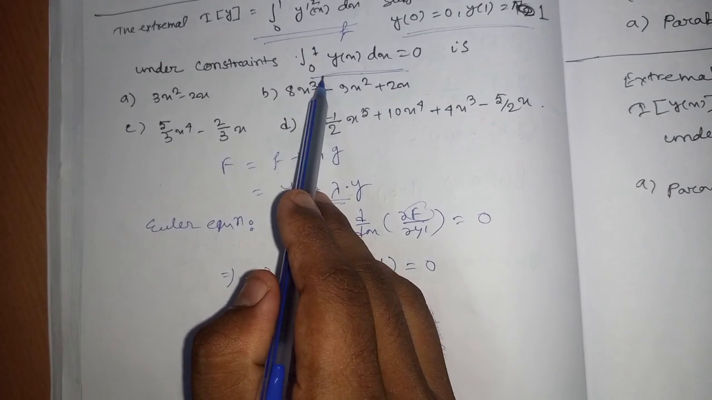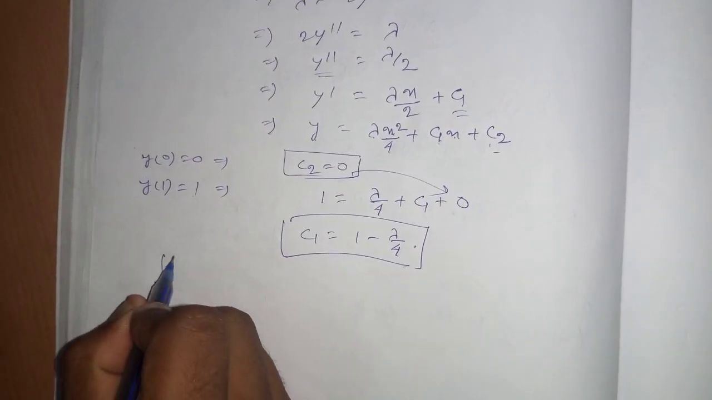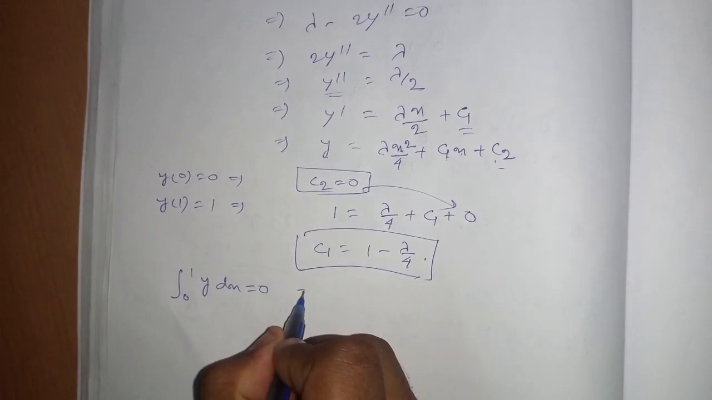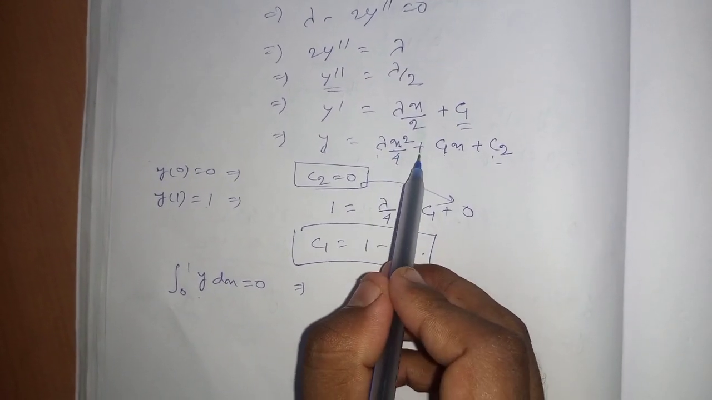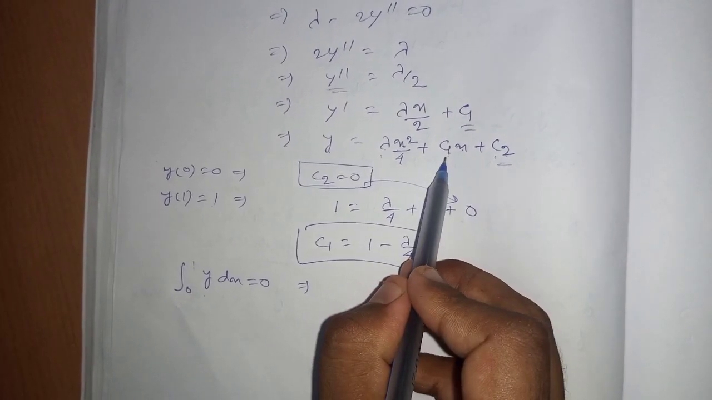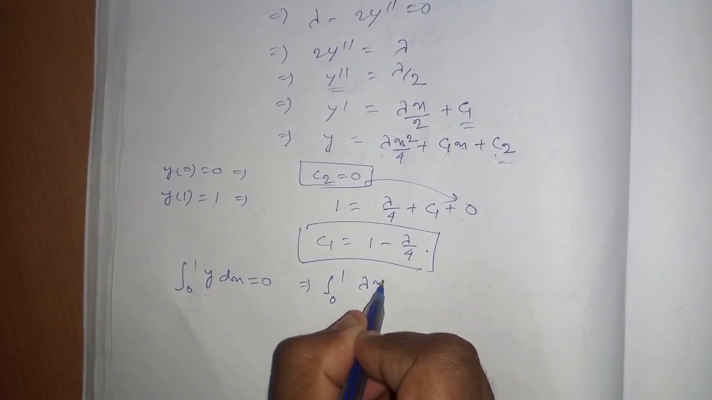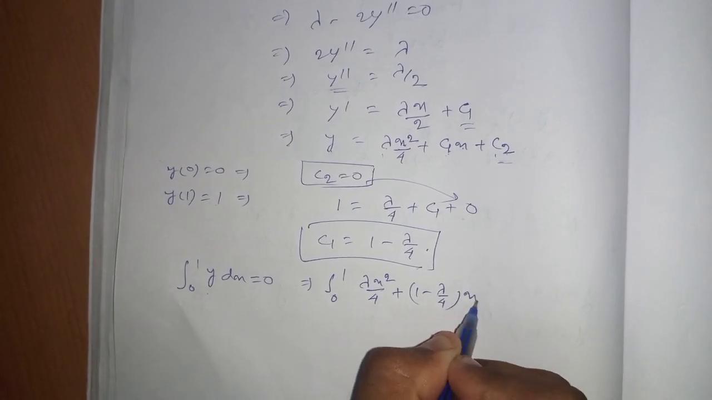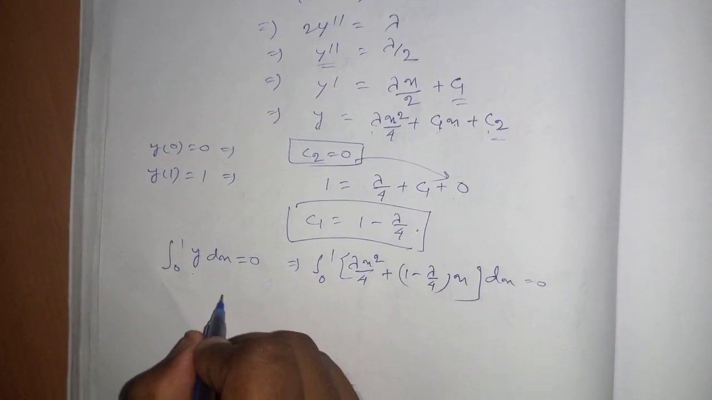Now we have to use the constraint, that is integration 0 to 1 y dx equal to 0. What is the value of y? y is lambda x square by 4 plus c1x plus c2, and we get c2 is 0 and c1 equal to 1 minus lambda by 4. So integration 0 to 1 of lambda x square by 4 plus (1 minus lambda by 4) into x dx equal to 0, right?